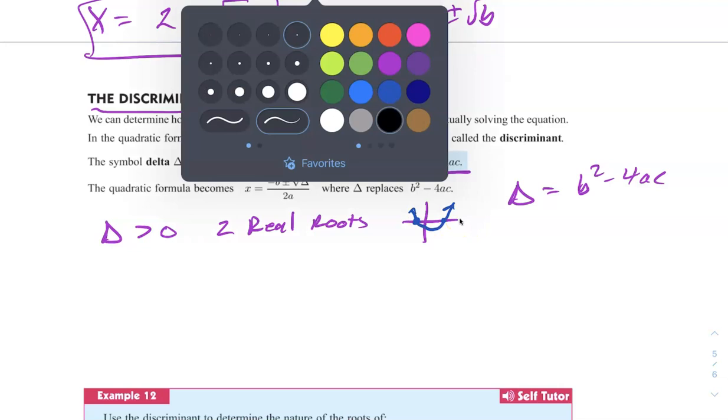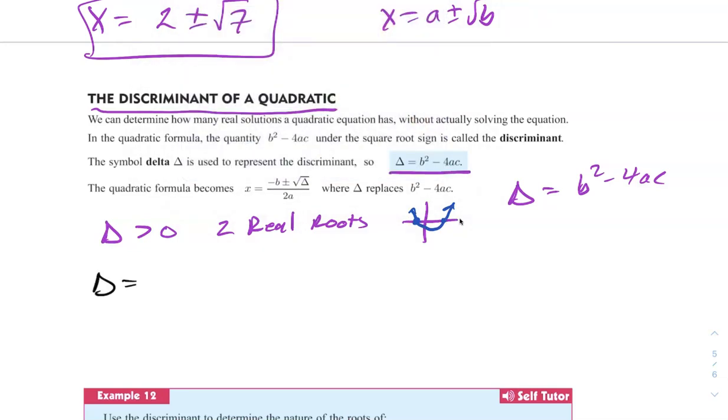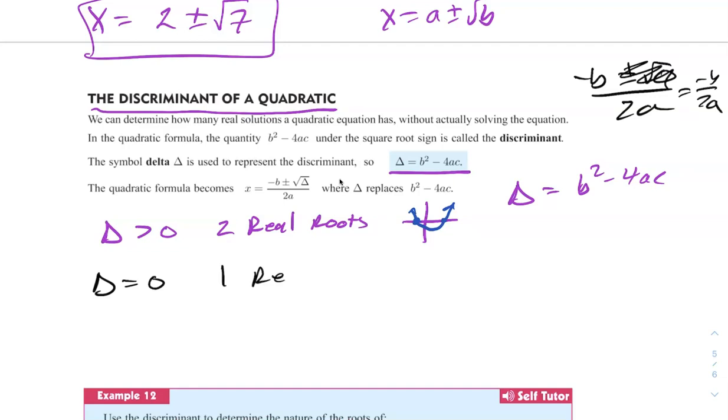What happens when the thing underneath the radical is 0, though? Right, what happens if this is a 0? Well, then you get something like this: negative b plus or minus rad 0 over 2a. Well, that just goes away. You just get 1 solution. So 1 real root. So that's a graph that looks like this. It touches the x-axis at 1 spot, and we call that a double root because it bounces. So it's the same answer just twice.